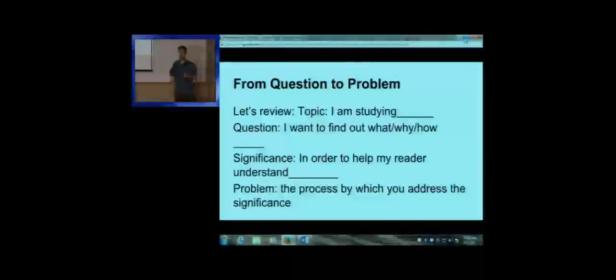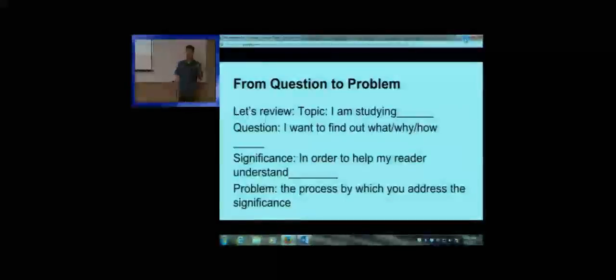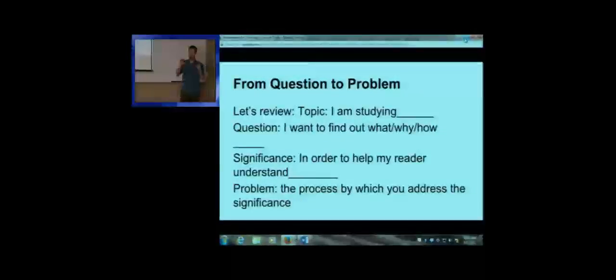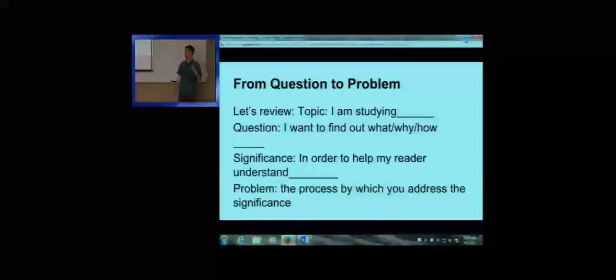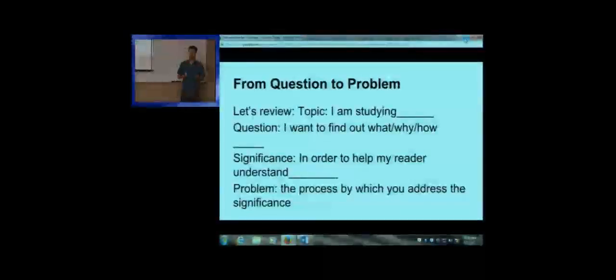So from question to topic to problem. Here's a good format for finishing this process. This is a little review sheet I've written out. You might want to write it down. Topic: I'm studying blank. Question: I want to find out what, why, how, blank. Significance, this is the so what question: what am I accomplishing in this paper in order to help my reader understand blank?